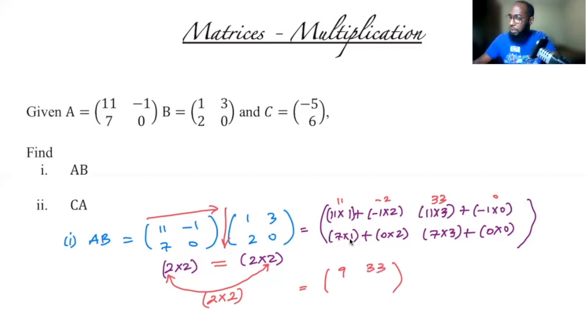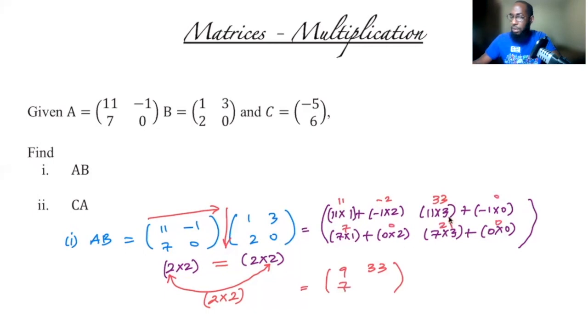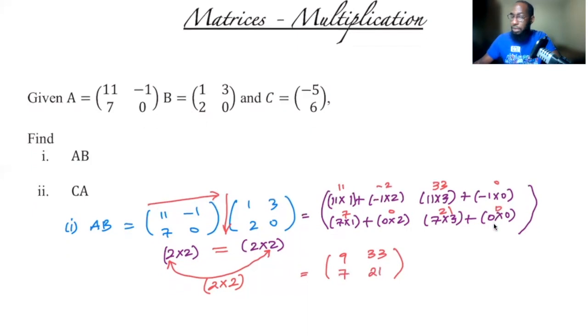7 times 1 is 7. 0 times 2 is 0. 7 plus 0 is 7. And 7 threes are 21. 0 times 0 is 0. So 21 plus 0 is 21. I'm gonna write this 7 a little better than that. All right. Now, this right here is the answer. Right here. Row by column.